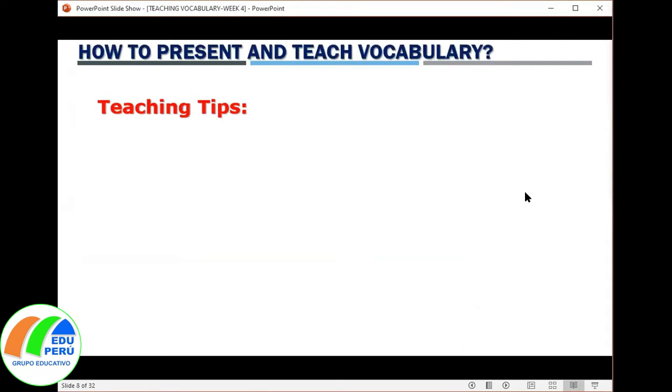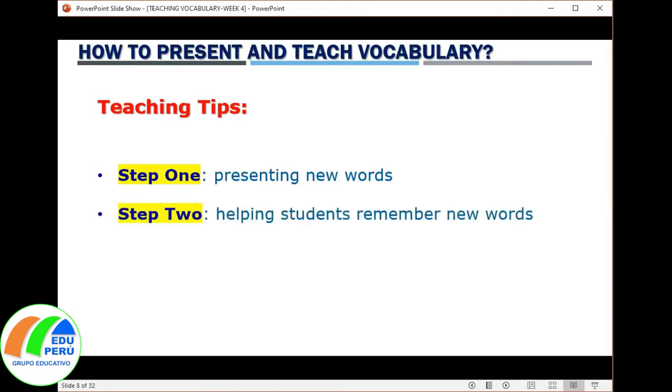All right, but now we are going to reduce these aspects into three. The first step in order to present or teach, as the name says, is to present new words. You're going to present the new vocabulary. The second step is that you need to help students remember these words. All right? Not just presenting and that's it. You have to help students remember these words.